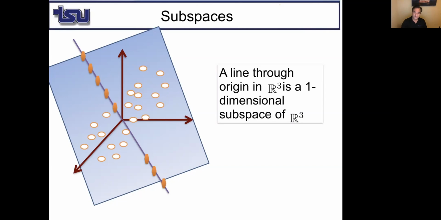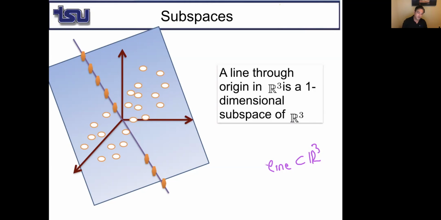R3. So basically, this line is a subspace of what? It is a subset of R3, but it's also a subspace of R3. Similarly, we have a plane, but it's important that it passes through the origin, okay? Because it needs to have the identity element, which is the 0 element with respect to vector addition.